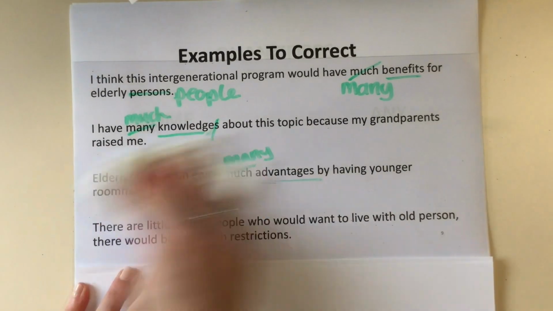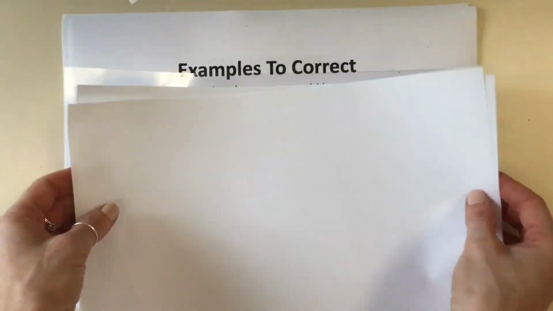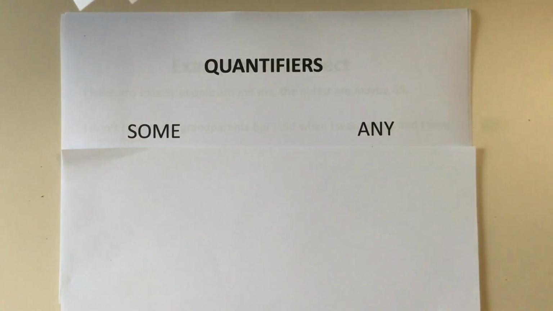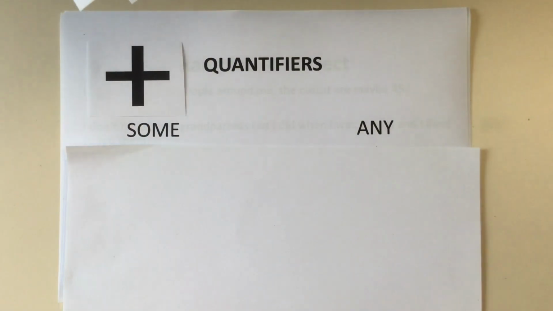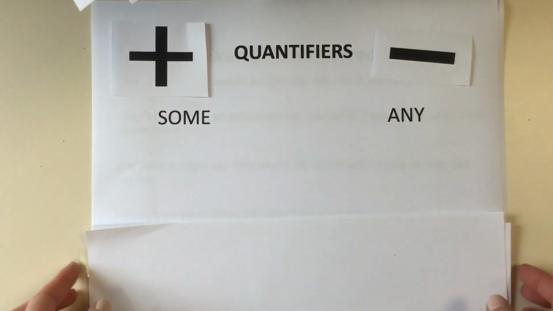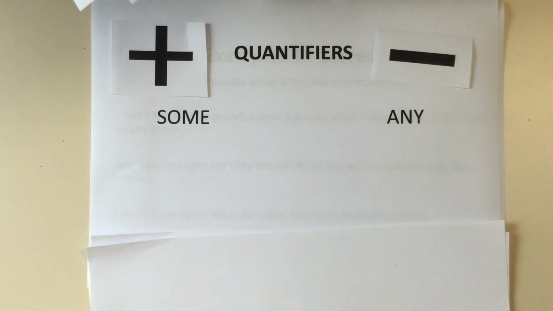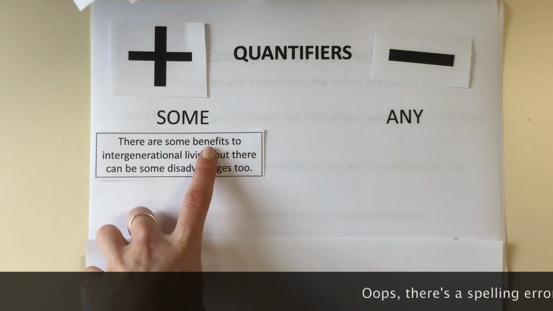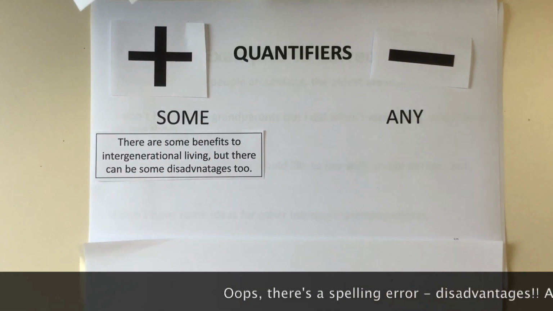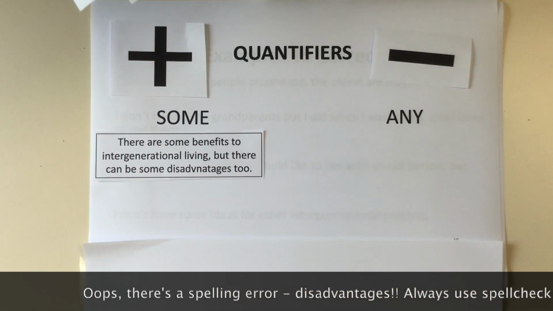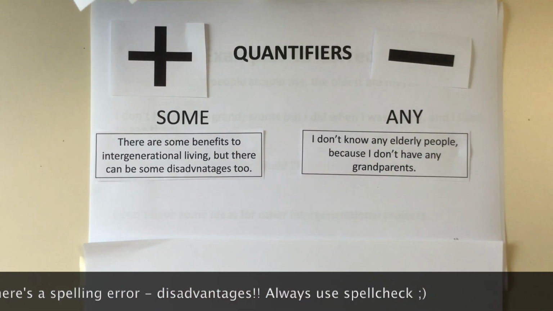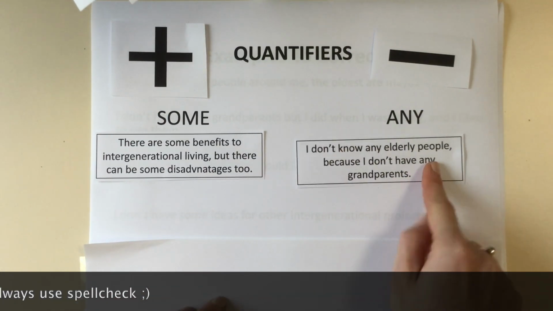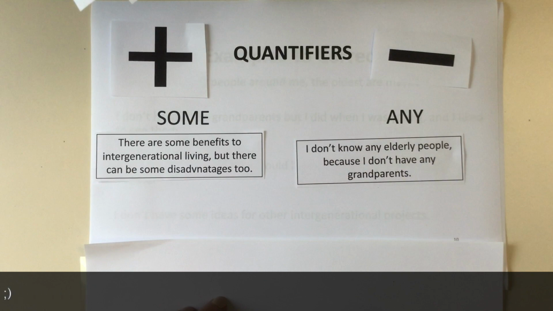When talking about plural nouns, you may use the general determiners some or any for an undetermined quantity. In general, some is used in positive statements and any in negative statements. For example, this is a positive statement saying that both benefits and disadvantages exist without saying if there are a lot or a few, so we use some. This is a negative statement because we have don't, so we use any to say I have no grandparents.